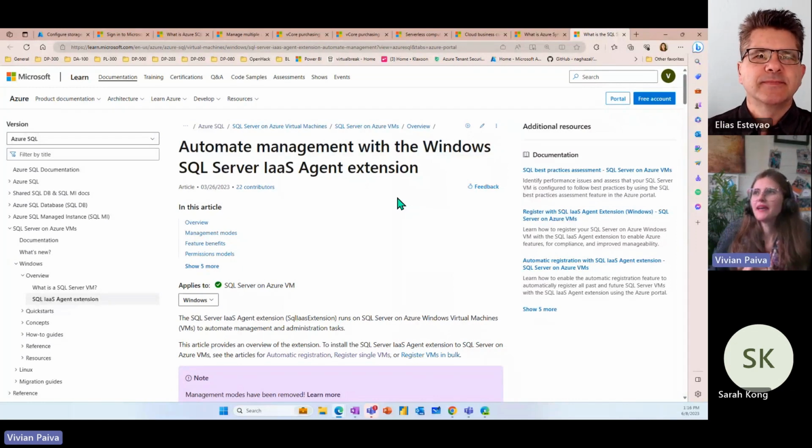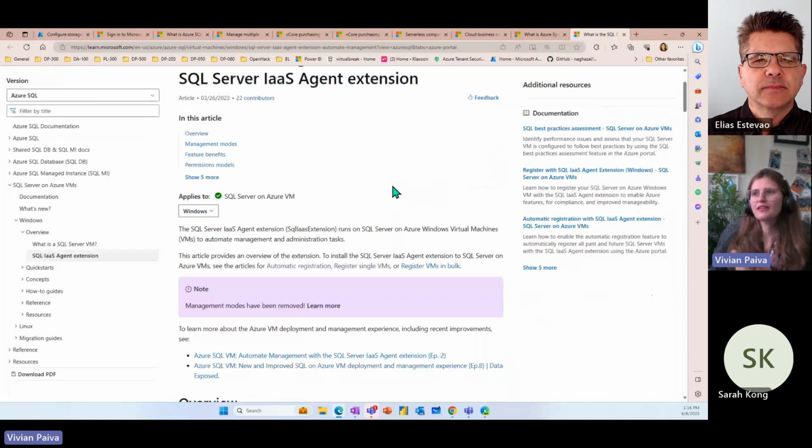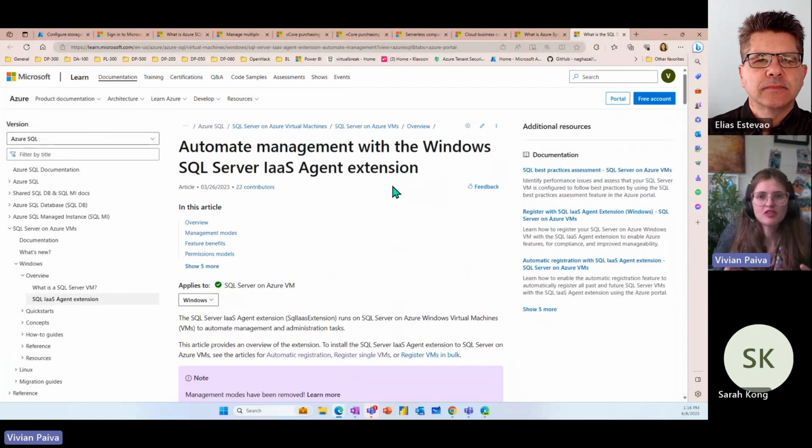Got it. So if you want to have this IaaS agent extension to get some extra functionality, basically you are telling it, I'm going to run a SQL Server inside this VM.